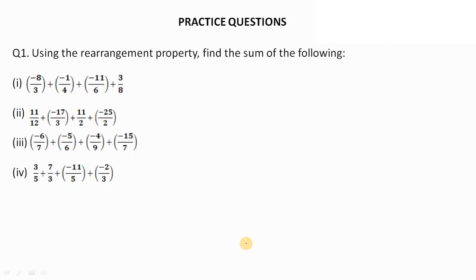So students, in our third session, what we have done, we have discussed questions related to commutative and associative properties of rational numbers. So these are the practice questions which you all need to do in your homework along with the questions discussed in the class.